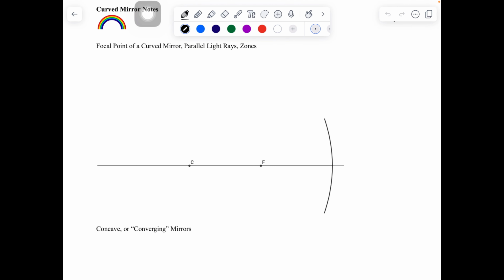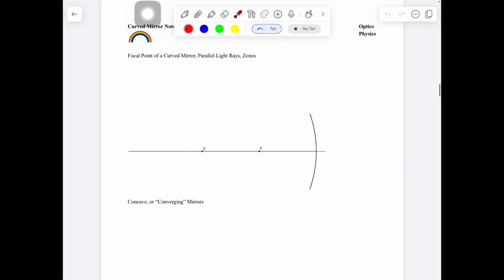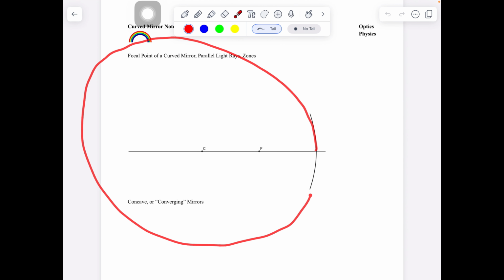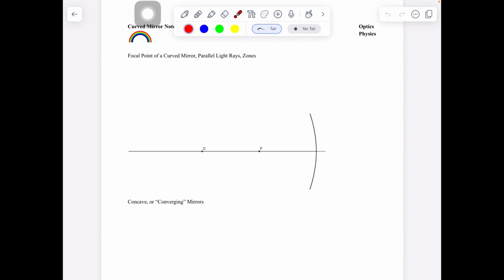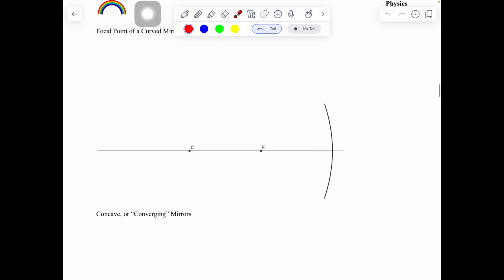So, with curved mirrors, a curved mirror is really just a part of a circle. You can see here's our curved mirror right here. Imagine an entire circle, and they just cut out a part of the circle, and that is the curved mirror surface. So we have a few letters here on our axis.